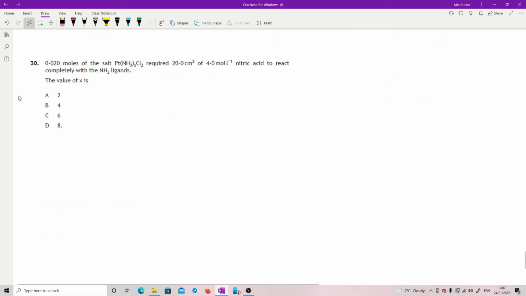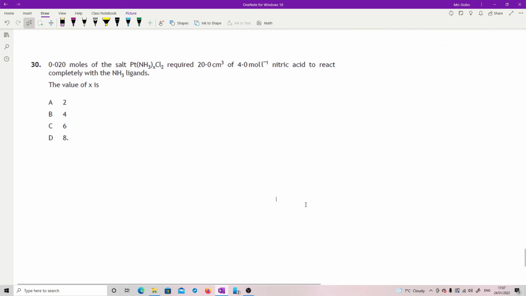Last one in the paper, not the nicest, not hideous though. So what we're looking at here is it asks you if you have 0.02 moles of the salt, and you're given it's a platinum salt with ammonia X times, dichloride, required 20 centimeters cubed of 4 molar nitric acid to react completely with the NH3 ligands. The value of X is.